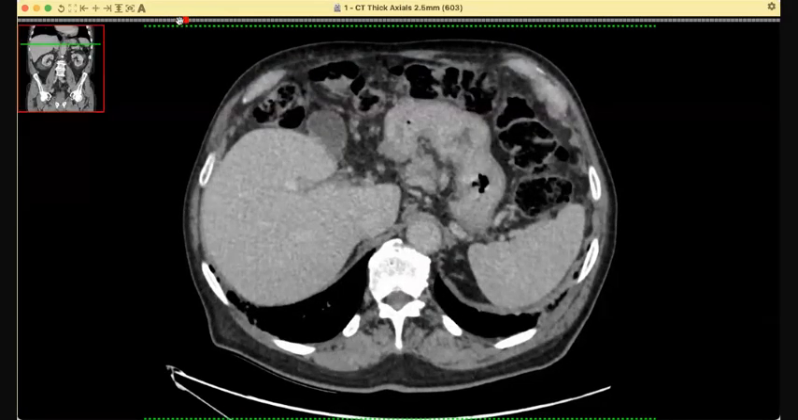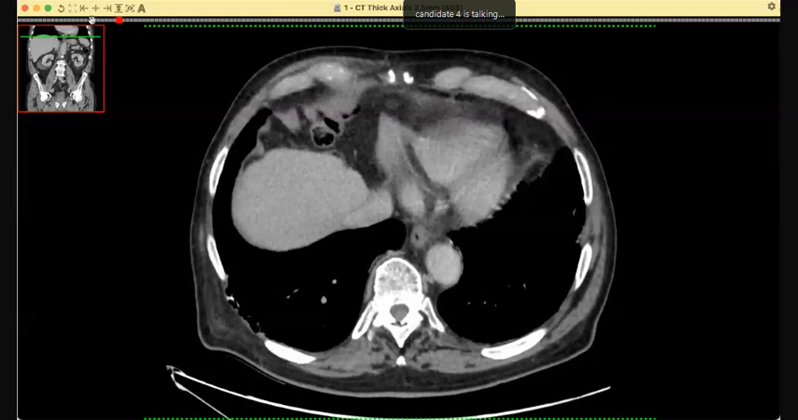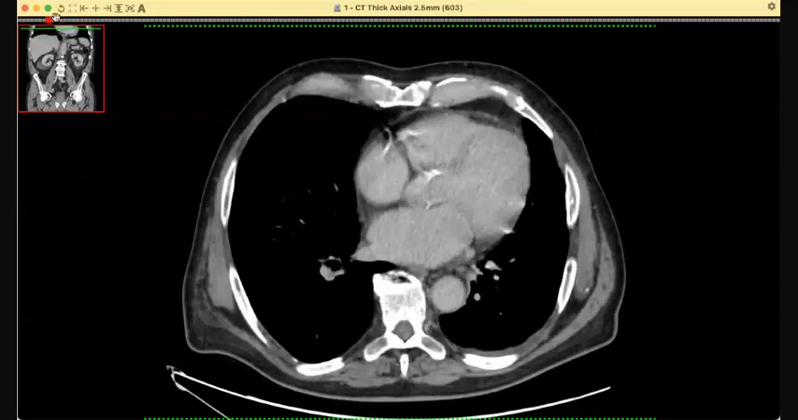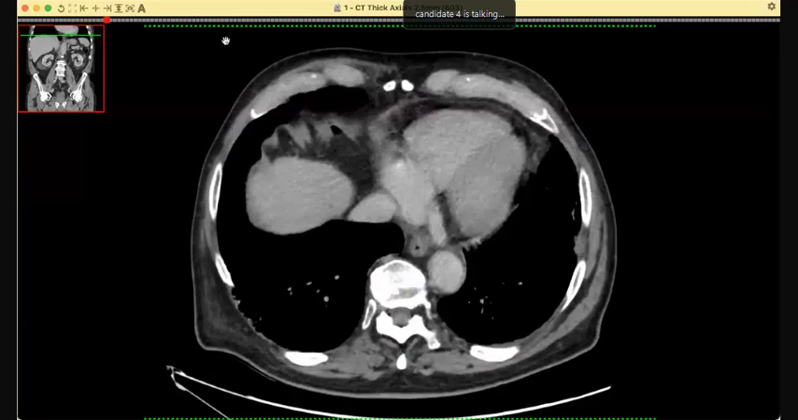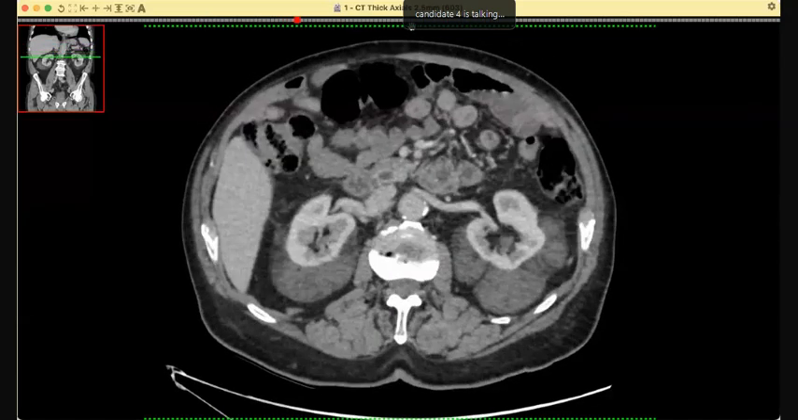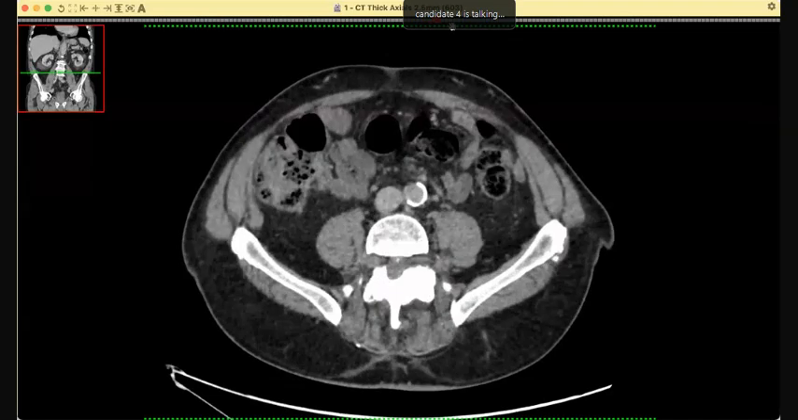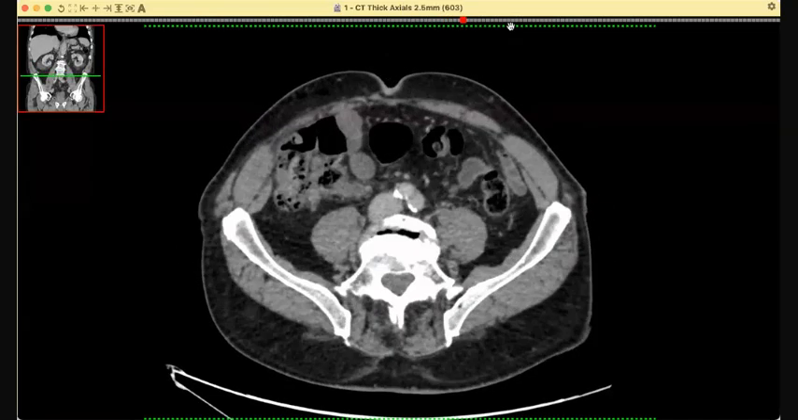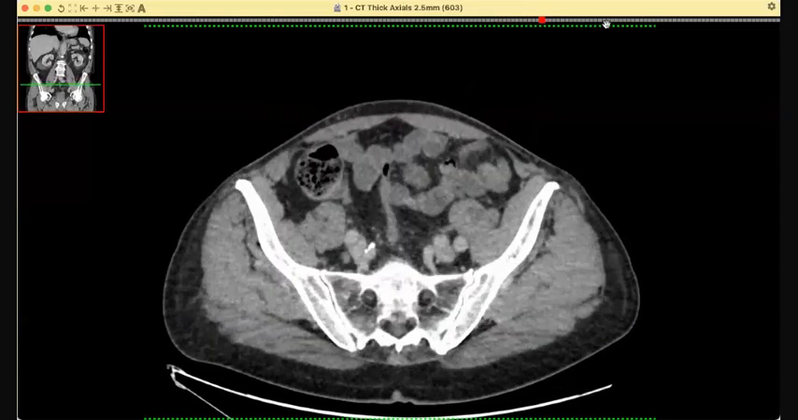I'm trying to scroll. I'm provided with the axial sections of post-contrast images of the abdomen and the pelvis of an 80-year-old female who came with history of vague abdominal pain. I'm scrolling from top to bottom before starting my comments.